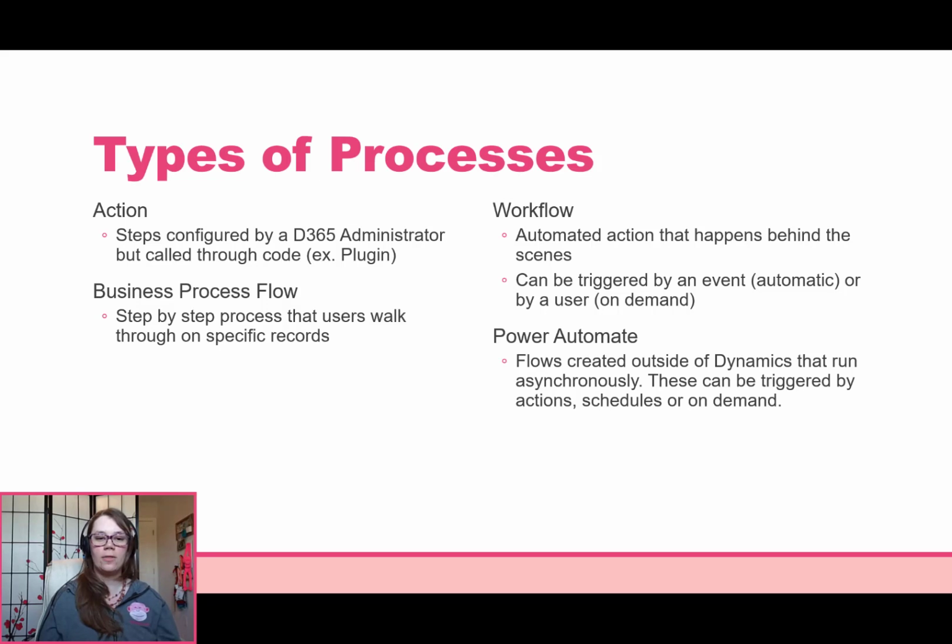We also have business process flows. So that's that little ribbon across the top of the record that gives you a step-by-step process to walk through specific types of records. Next, we have workflows that we're going to focus on today, and we've already given you an overview there. And lastly, we have Power Automate. So this is where you're going to create flows. So these are outside of Dynamics, but still within the Power Platform. All of these will run asynchronously and can be triggered by lots of different things, actions, schedules, on demand. And there are so many options there within Power Automate to connect to different systems and have a lot of power.